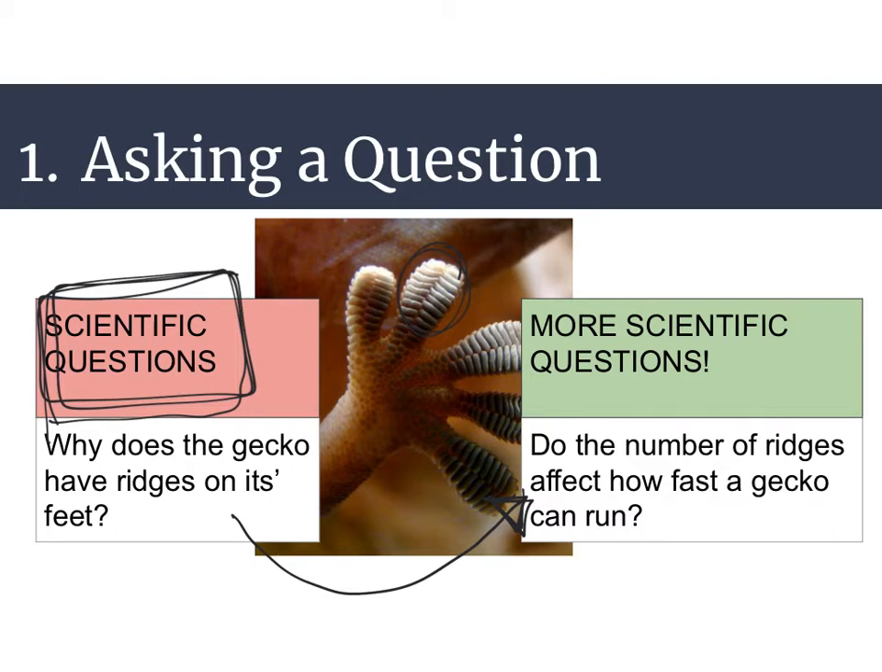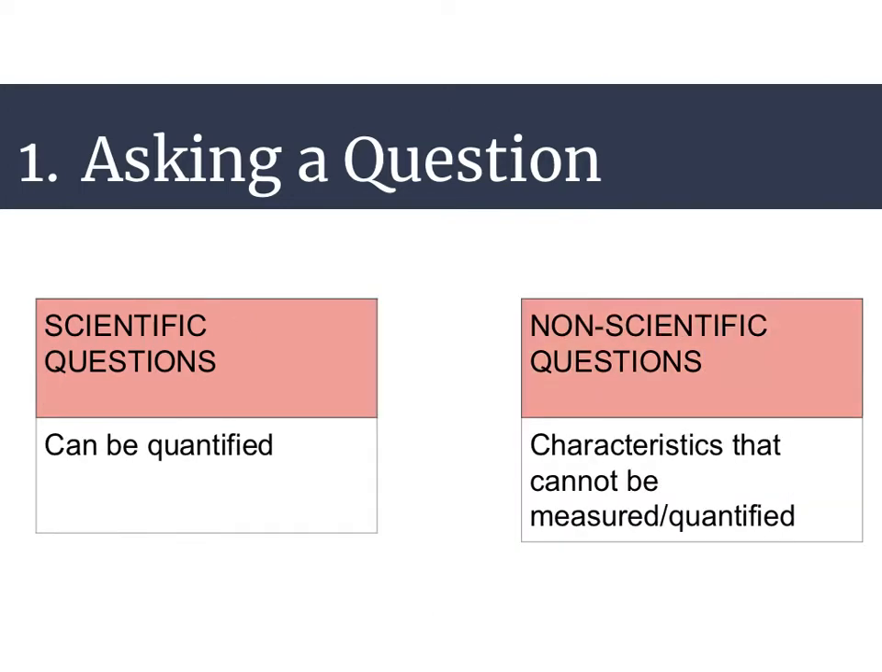Do the number of ridges affect how fast a gecko can run? So what if a gecko has like 30 ridges, does it run way faster than a gecko that has 10 ridges? Okay, so what's cool about scientific questions is because they're very specific and they're measurable, you can ask more questions from these scientific questions. All right, so just a recap to compare and contrast scientific and non-scientific questions.